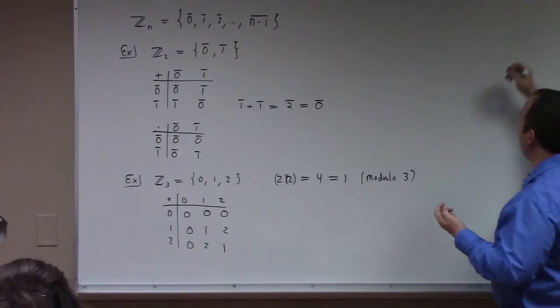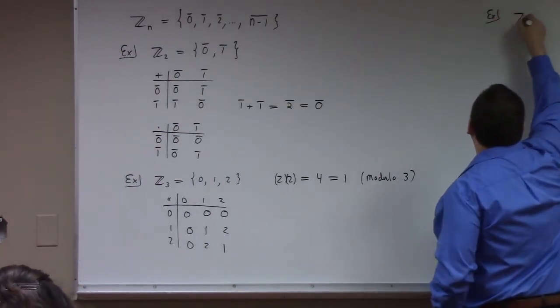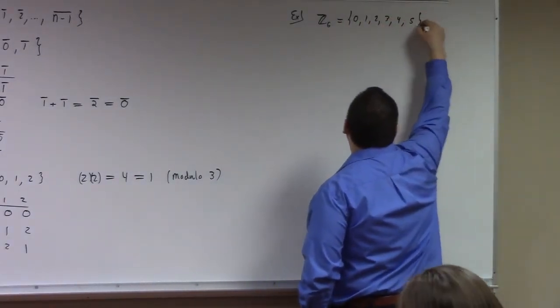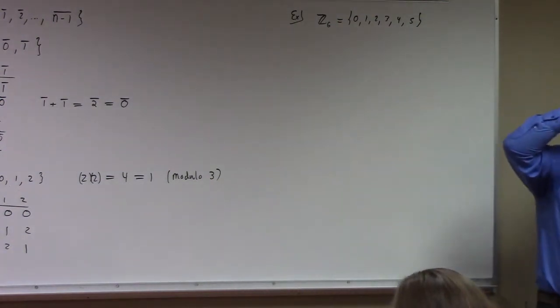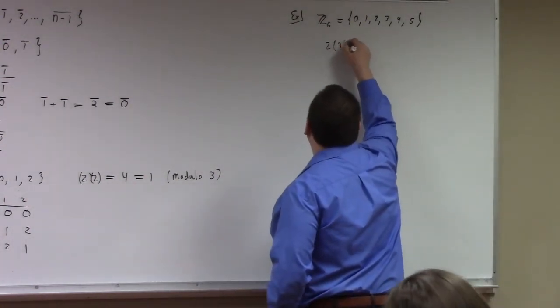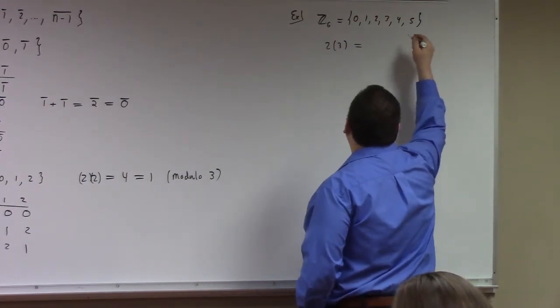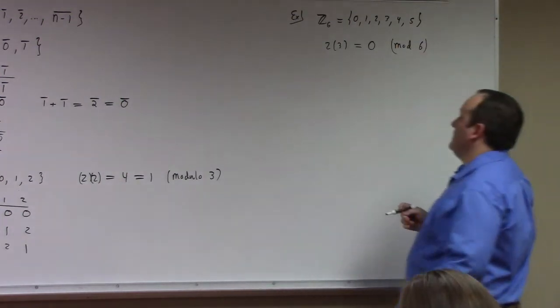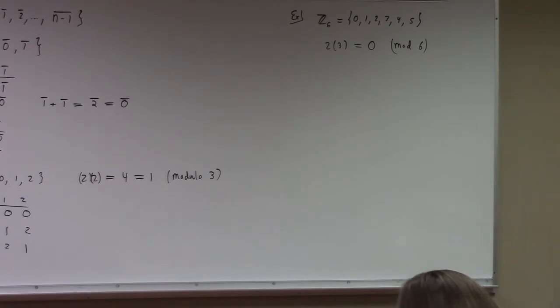One more example, though. I want to show you something that's weird. If we look at Z6, 0, 1, 2, 3, 4, and 5, dropping the bars because the bars are really annoying. Well, in this set of numbers, what's 2 times 3? Yeah, it's 0. Again, of course, mod 6. So this is rather different than my first two examples in the sense that we have the product of two things which are non-zero, and they gave me back 0. If you look at Z2 and Z3, that wasn't the case, right? Only 0 times something gave you 0.